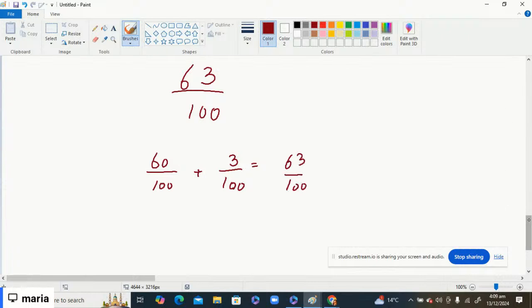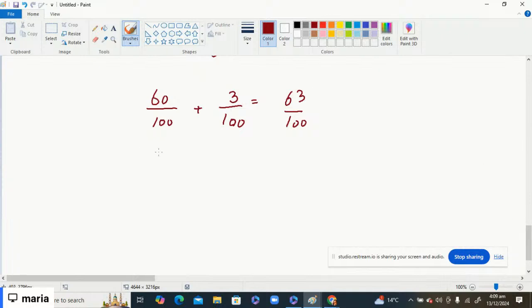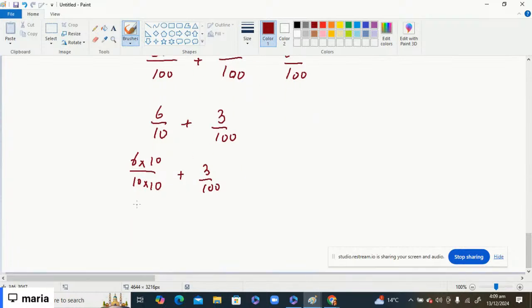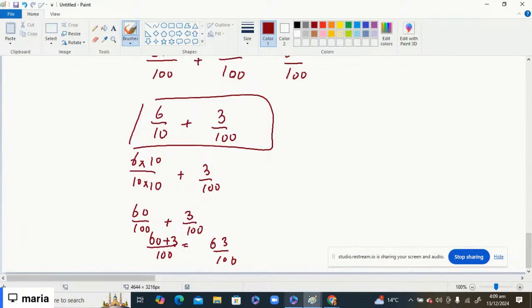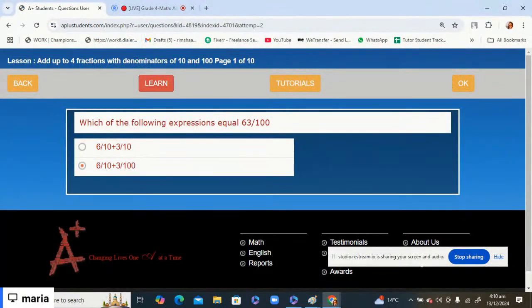But the options given are different, like 6 by 10 and 3 by 100. How can we say this is equal? It is equal this way. We multiply 6 by 10 with 10 in both numerator and denominator. So 6 times 10 over 10 times 10, plus 3 by 100. Let's solve it: 60 over 100 plus 3 over 100. The denominator is 100, and 60 plus 3 gives the answer 63 by 100. So we can say that 6 by 10 and 3 by 100 is also the answer.